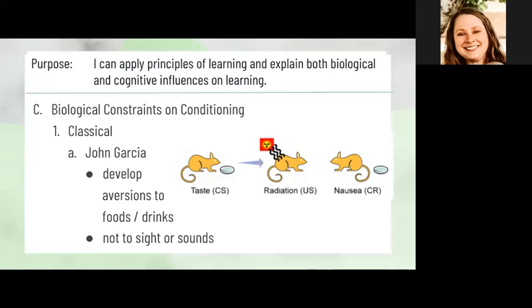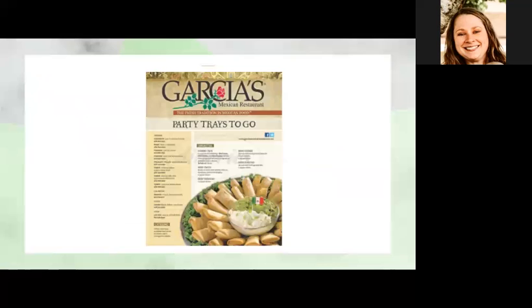So here is a way to remember that Garcia has to do with biological components of classical conditioning. So I want you to picture you go to a restaurant called Garcia's. Okay, I like the chicken chimichanga at Garcia's, really fantastic. Of course, they have free chips, but they charge for guac. It's kind of a ripoff.